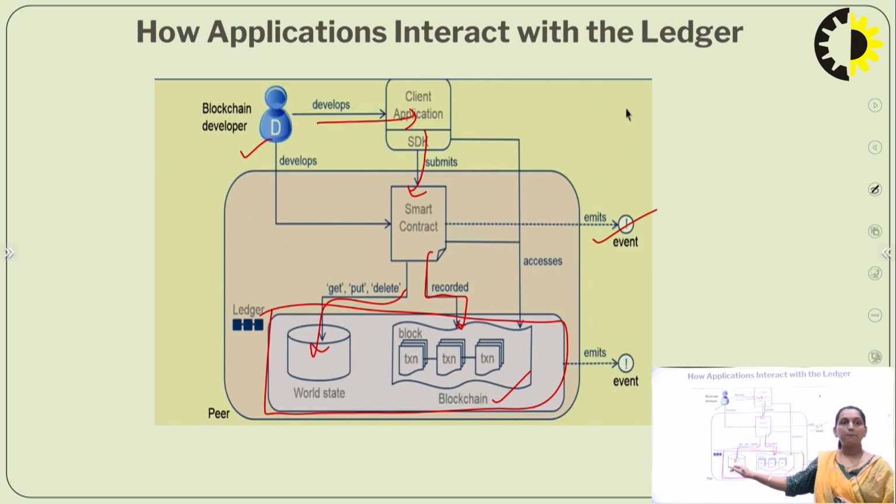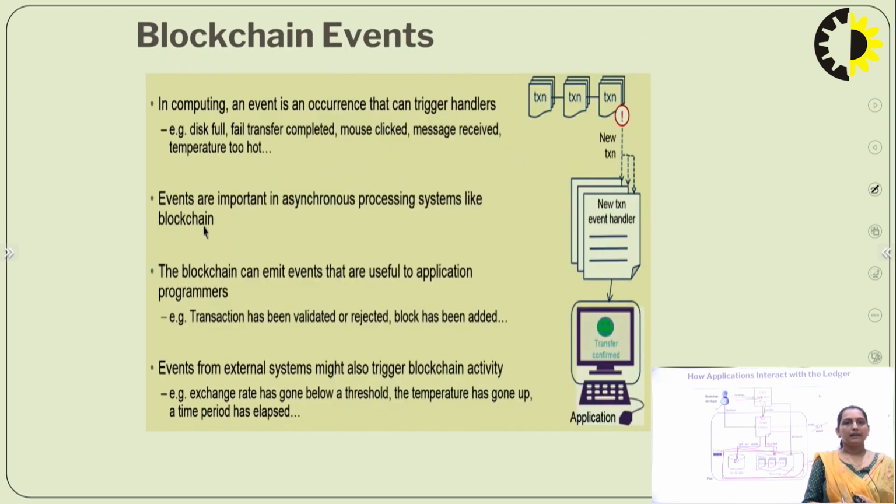And we also have a peer. Every peer does all of this. So the developer interacts with the application, then we have a smart contract, which creates an event. When something is saved into a database or into the blockchain as a transaction, we have to get and delete records, and all those records have to be saved into a ledger. This is the way the application interacts with a ledger.